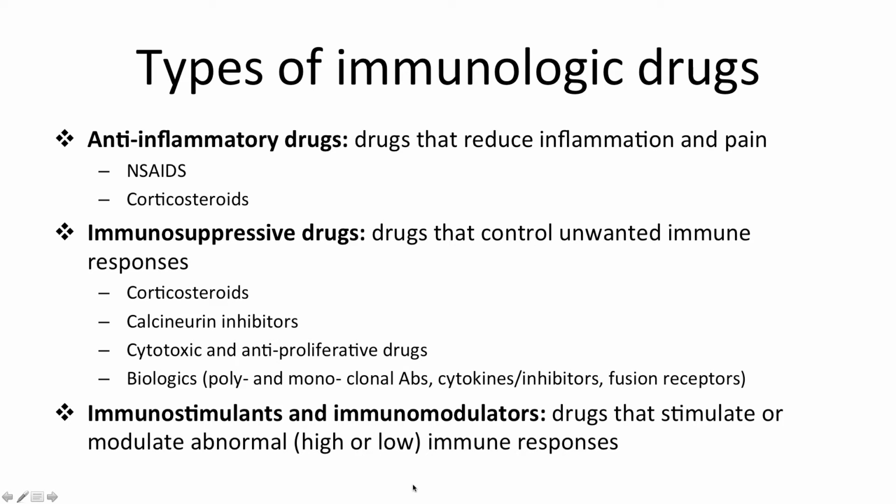The third group of immunologic drugs are either immunostimulants or they can be called immunomodulators. These are the drugs that can stimulate or modulate abnormal, either high or low, immune responses. In this video, we will focus on NSAIDs and corticosteroids.